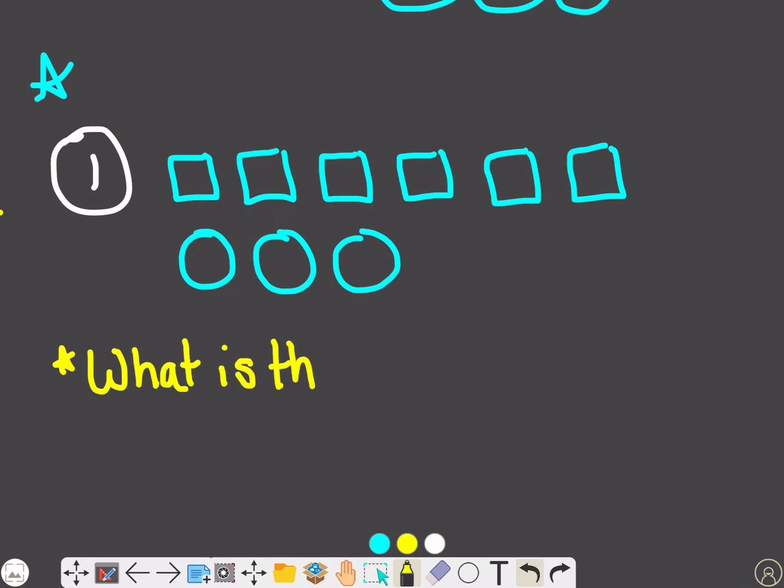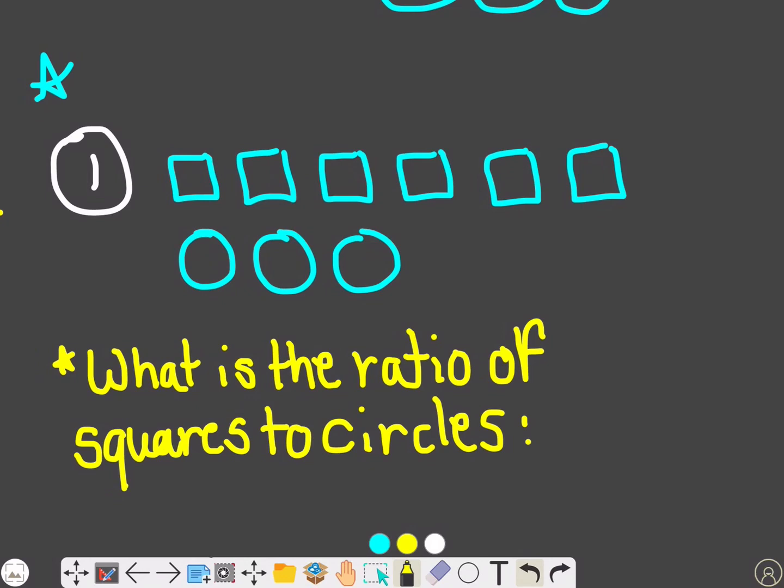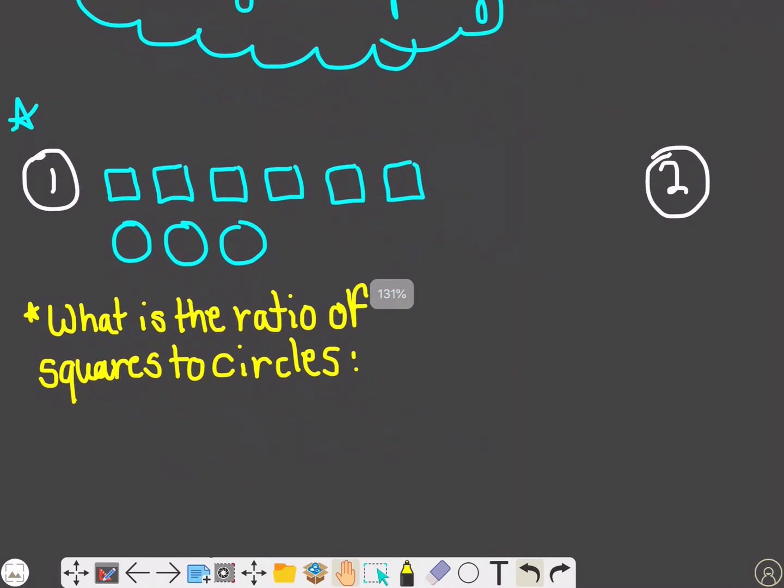What is the ratio of squares to circles? And to do that, you're going to have to look and count up, say, okay, how many squares are there, how many circles are there, and how can we describe it? Now, if I was to count up the squares, I see 1, 2, 3, 4, 5, 6 squares. And if I was to count up the circles, I have 3 circles. So that means it's a ratio of 6 to 3. I have 6 squares to 3 circles.